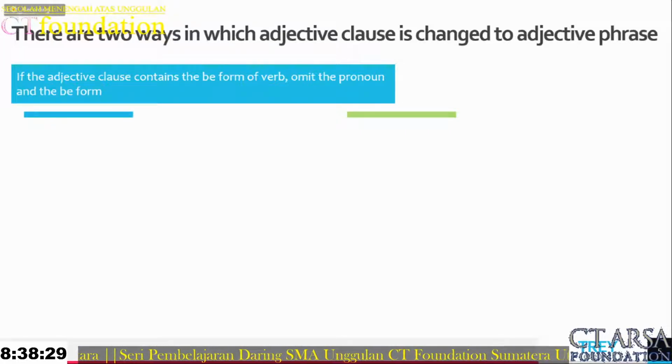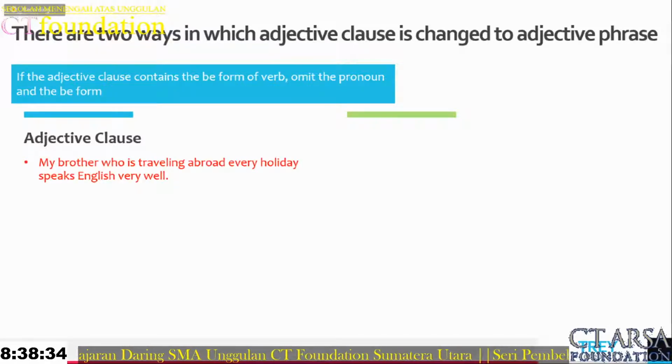Okay, here is an example. This is the adjective clause. My brother who is traveling abroad every holiday speaks English very well. Which is the relative pronoun here? Who. That's right. Do you find be there? What is the be there? Is. That's correct. So we're going to have a look later at how to change it.